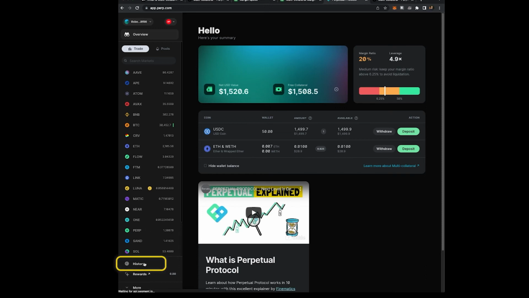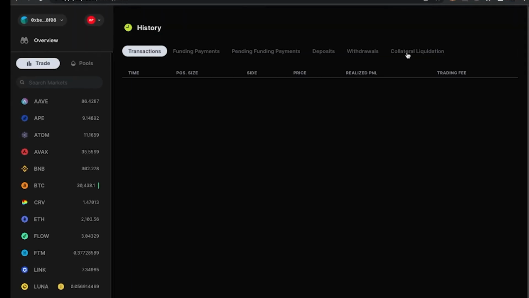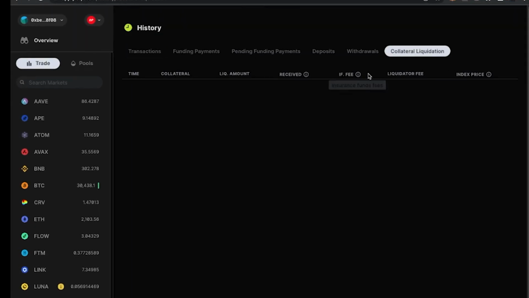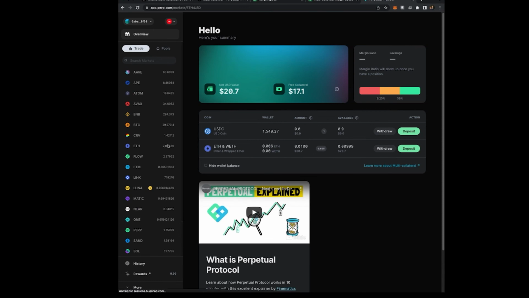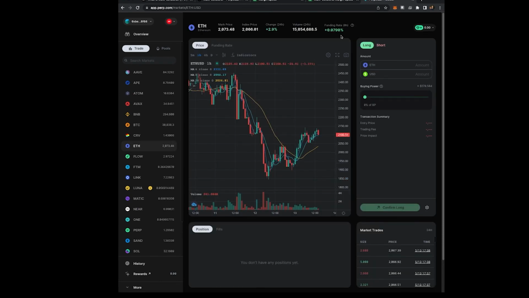If you navigate to the history page, you can view any collateral liquidations, as well as other details such as the liquidated amount, the USDC received, the insurance fund fee, and the liquidator fees. So now you know a bit about how multi-collateral on Perp works. Let's look into one strategy that it enables.